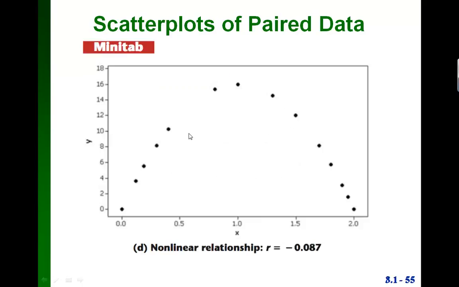Here's another set of points that have been plotted, and notice that you can see there's a relationship here, but it's not a linear relationship. In other words, it's not a straight line. In this one, we could probably find a quadratic relationship because these points seem to be in the shape of a parabola, but this would not be a linear relationship. So if we found our linear correlation coefficient, it would be very close to 0.